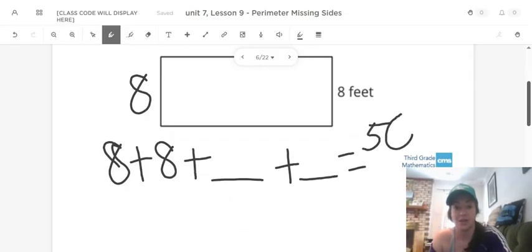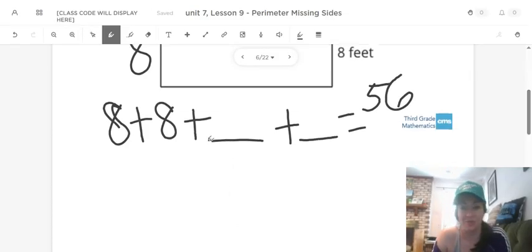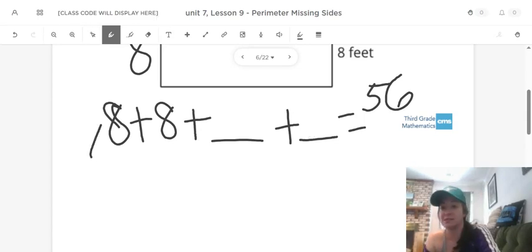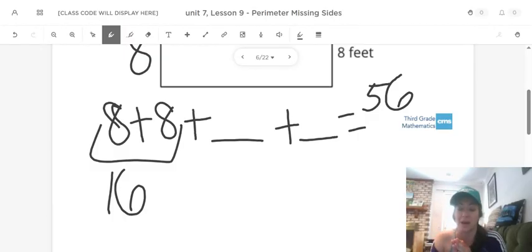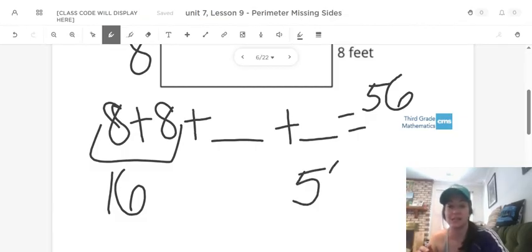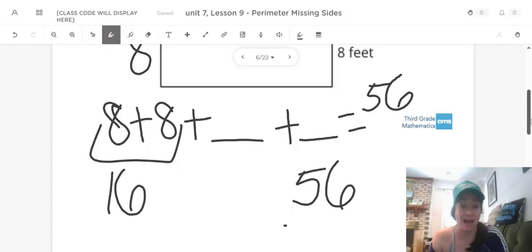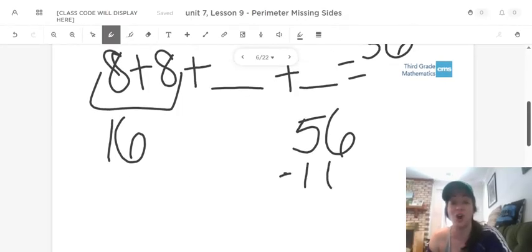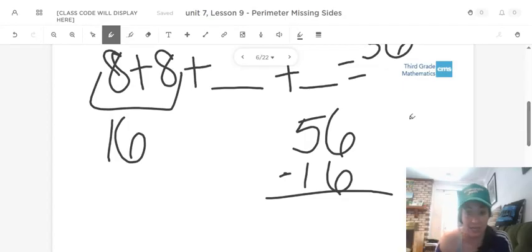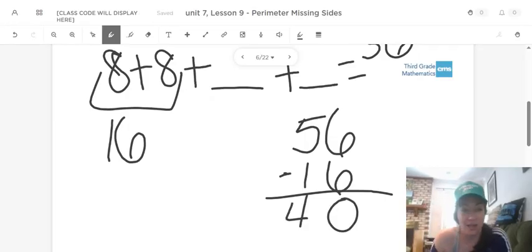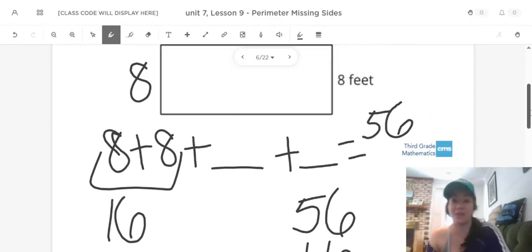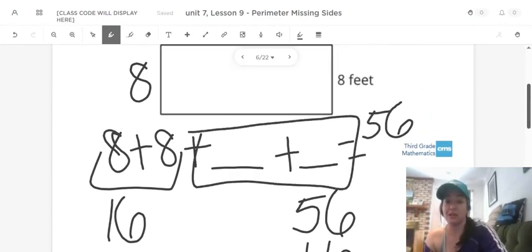Okay. So now I know that these parts here, those are going to be 2 sides. 8 plus 8 is 16. 16 plus something equals 56. All right. Well, let me start by taking out what I know. So I'm going to take 56 and I'm going to take out 16 because I know that what is left is going to give me the length of both of those sides together. 6 take away 6 is 0. 5 take away 1 is 4. All right. So I know that these 2 sides together are going to be 40.